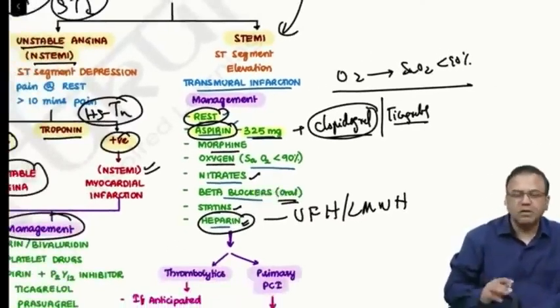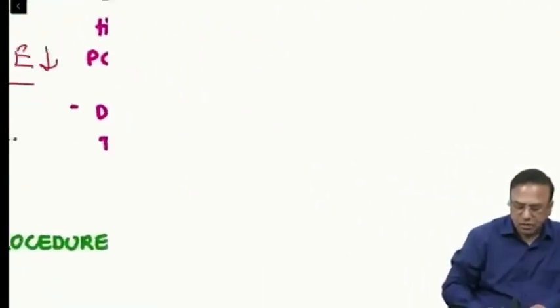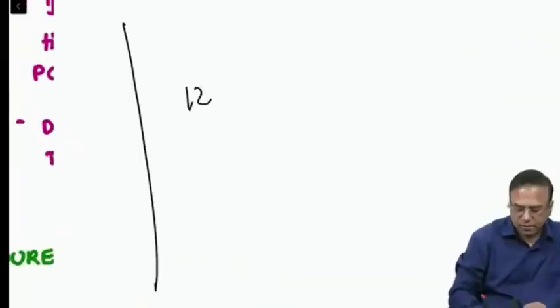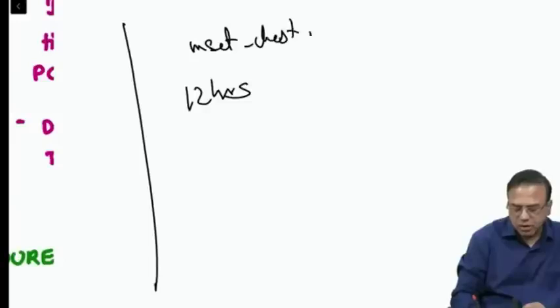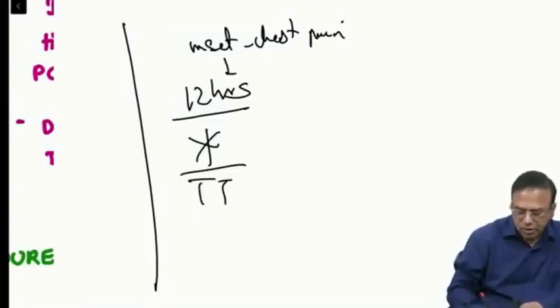What if the patient comes after 24 hours? Now, as per the guidelines, after 12 hours from onset of chest pain, this is not when the patient came to hospital, after onset of chest pain, if the patient comes after 12 hours, the door to thrombolytic is closed. Thrombolytic therapy door is closed. You can't use thrombolytic after 12 hours.